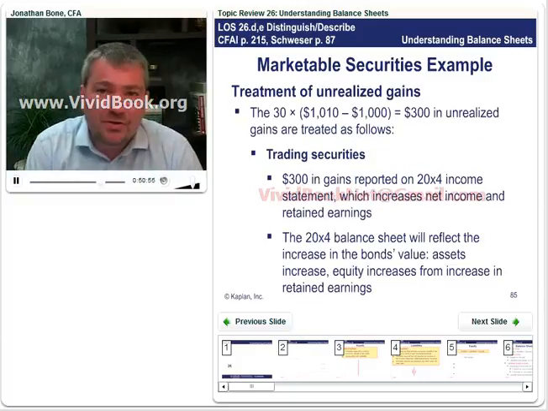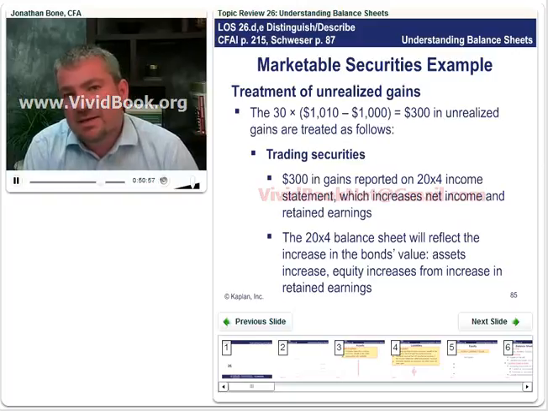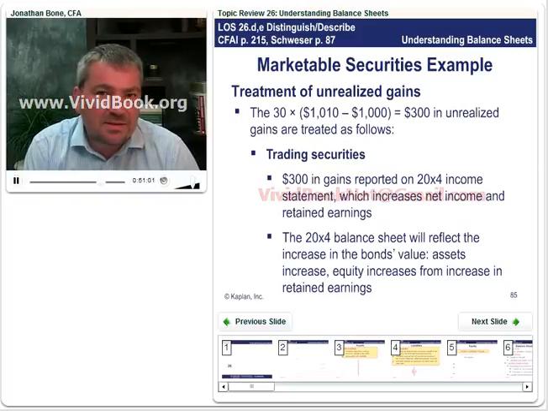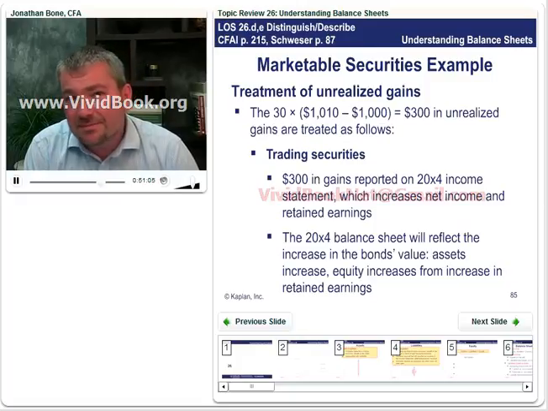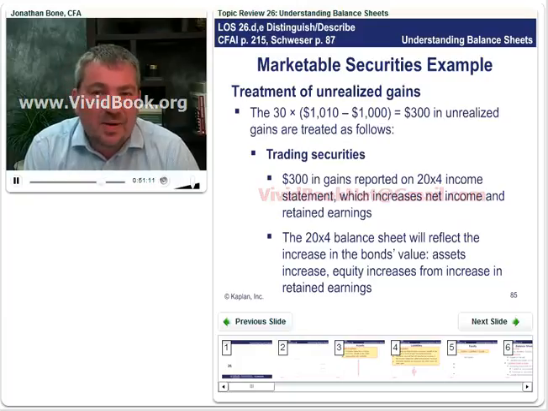Now, the treatment of the unrealized gains and losses. Now, we've got an unrealized gain because we bought at $1,000, and at the end of the year, we've got $1,010. So we've got a $300 unrealized gain. Now, of course, that's added to the purchase price. So now, essentially, we're showing an investment of $30,300 rather than just $30,000 when we purchased them.